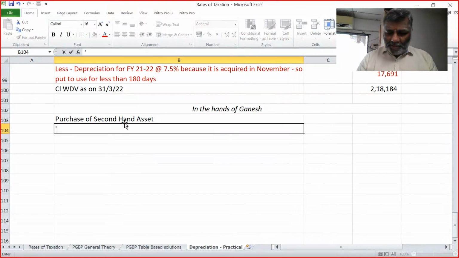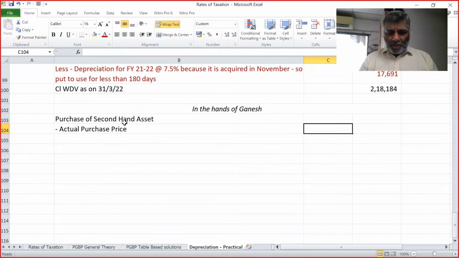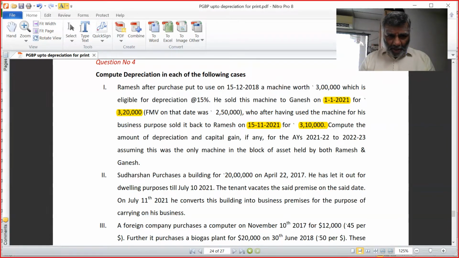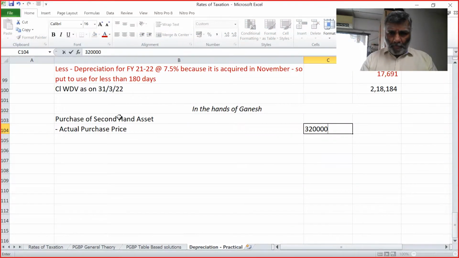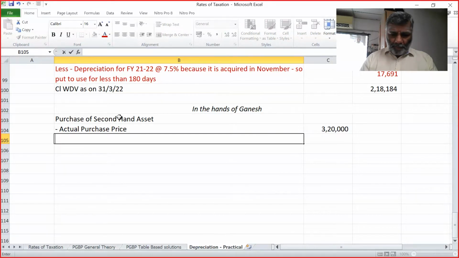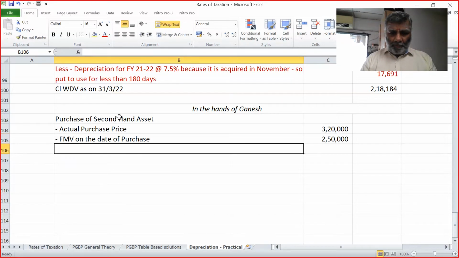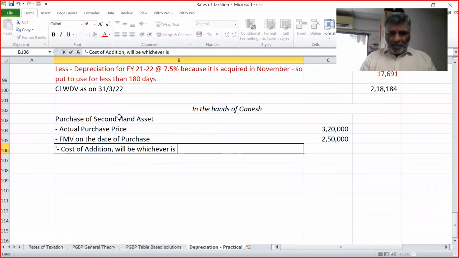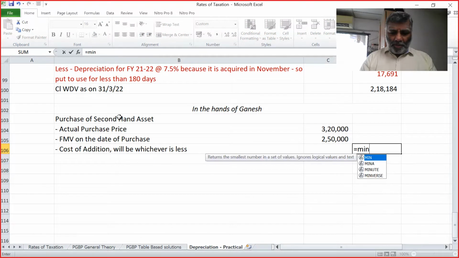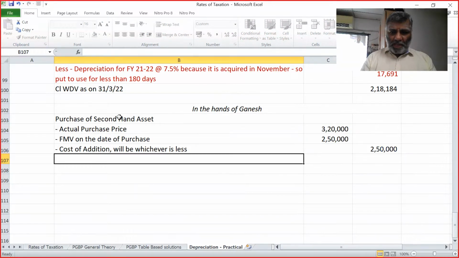The law says, okay, the actual purchase price which he has acquired it for, 3,20,000. FMV on the date of purchase, which is just 2,50,000. Cost of addition will be whichever is less amongst these two. So you can record only 2 lakh.